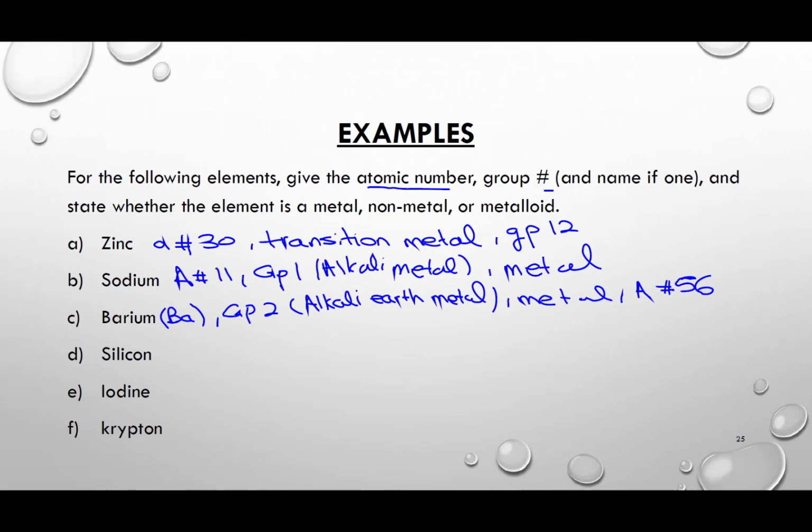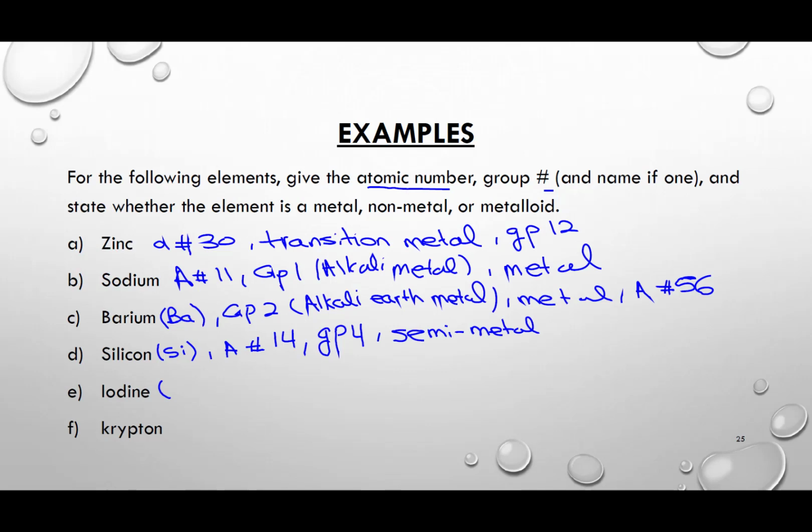Now let's talk about silicon, Si. Its atomic number is 14. It's in group 4, the major group 4 on the periodic table. That group starts with carbon. And it's a semi-metal. It's lying along the zigzag line. Or a metalloid.